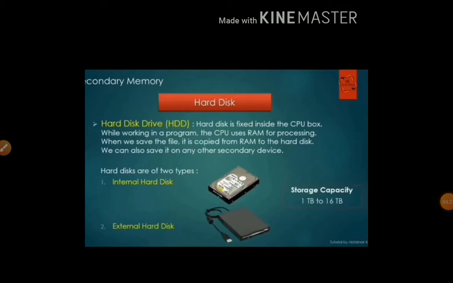Hard disk is fixed inside the CPU box. While working in a program, the CPU uses RAM for processing. Hard disks are of two types, internal hard disk and external hard disk. External hard disk is portable and the internal hard disk is fixed inside the CPU. It is available in various storage capacities.